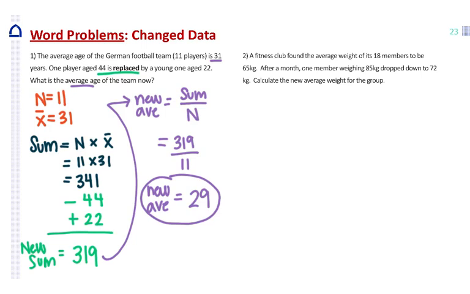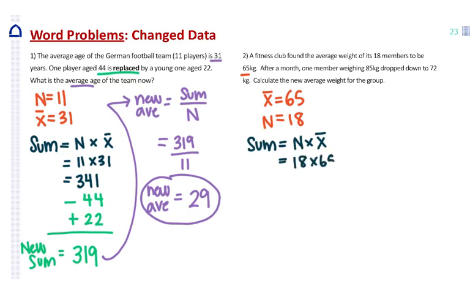Okay, let's do the next one and see how similar it is. So we have a fitness club. The average weight, so they're saying the average weight is 65 kgs and there were 18 members. Okay, so again, let's start off and just work with what we know and then use logic. The sum of all the data is just the average times the number of data points, so 18 times 65. So if we put everybody on the same scale at that fitness club, we would get a total weight of 1170.